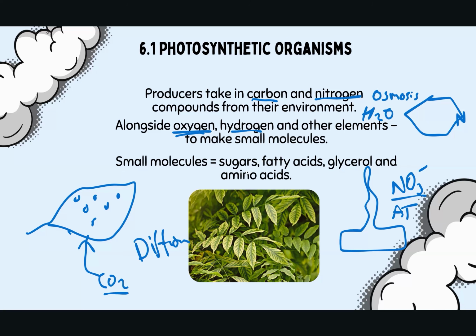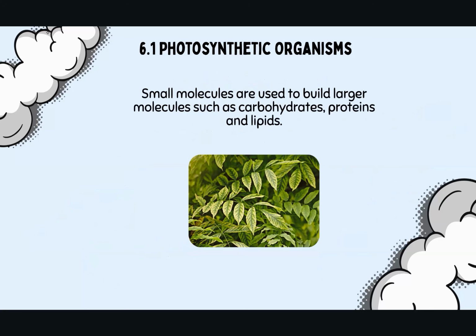And small molecules like sugars, fatty acids, glycerol, amino acids, these are actually small molecules that producers make themselves. So small molecules are used to build larger molecules. So when we talk about small molecules, we refer to them as monomers. I'm explaining this from a triple perspective. Small molecules are monomers. The large molecules that they make are called polymers.